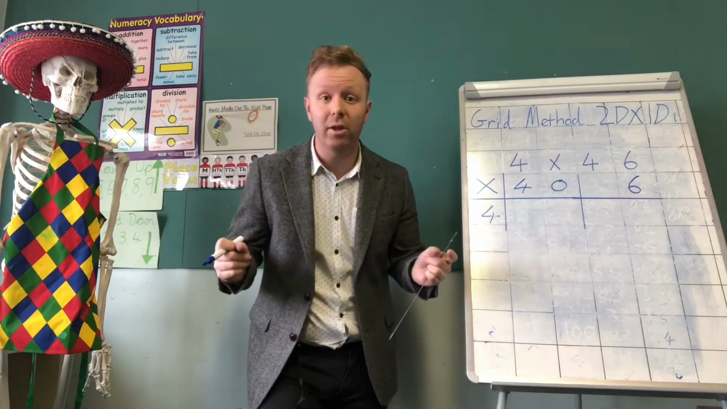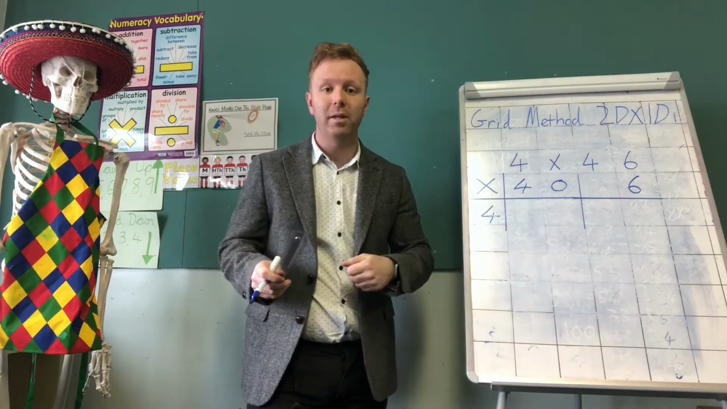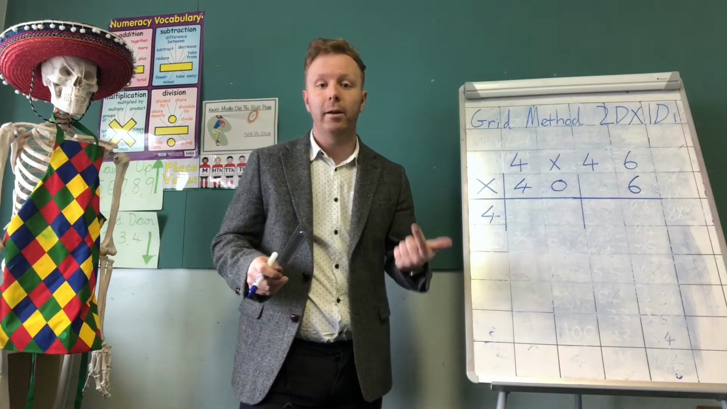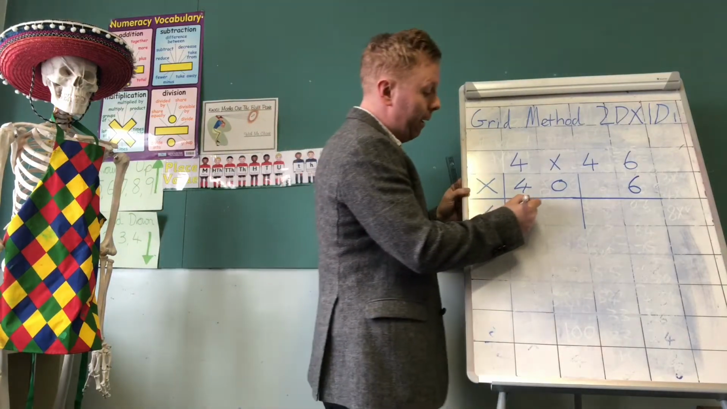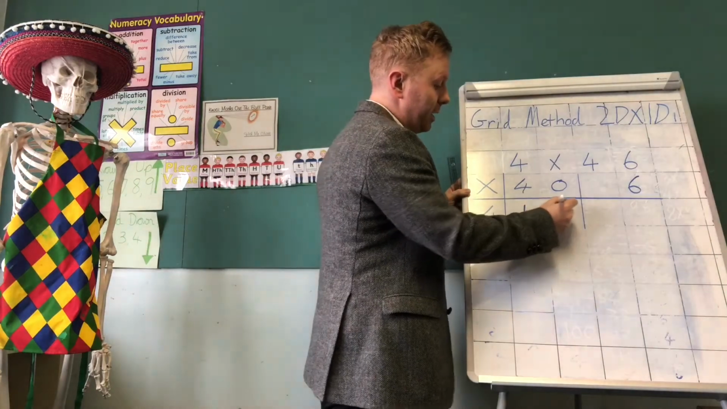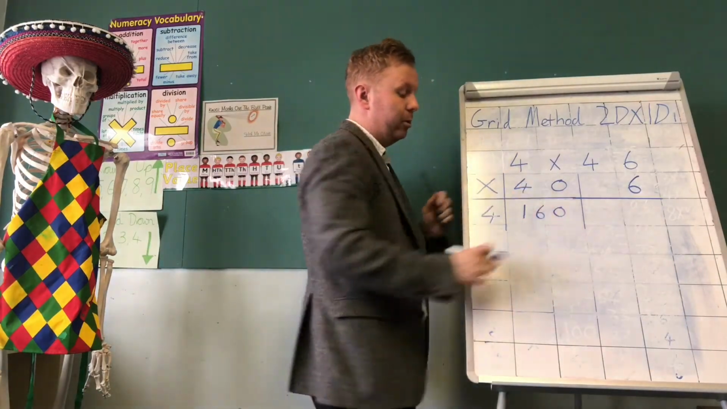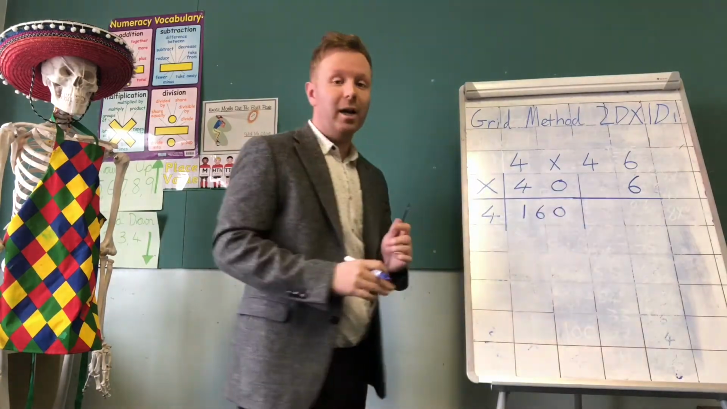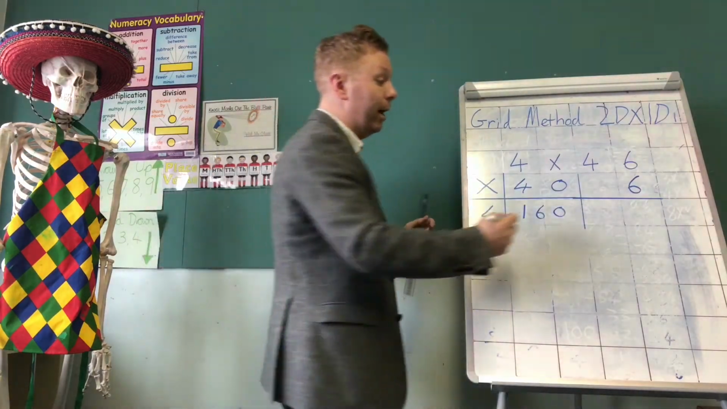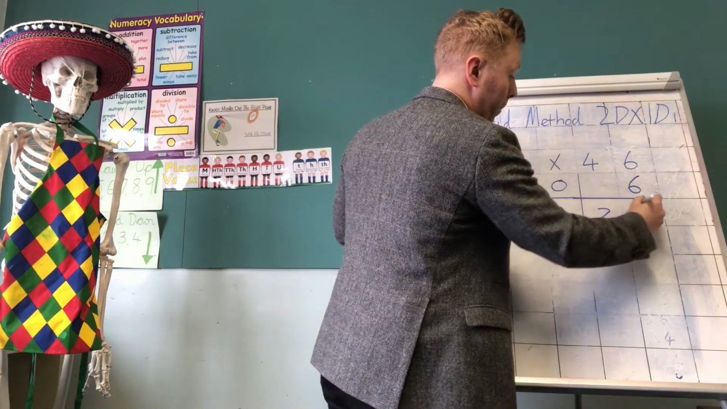Now it's nothing new. If I've been practicing my 4 times table, 4, 8, 12, 16, then I know that 4 times 40 will be 160. So I put that in the box underneath the 40. Now I'm going to do 4 times 6. 4 times 6, practicing my times table, I know it's 24.